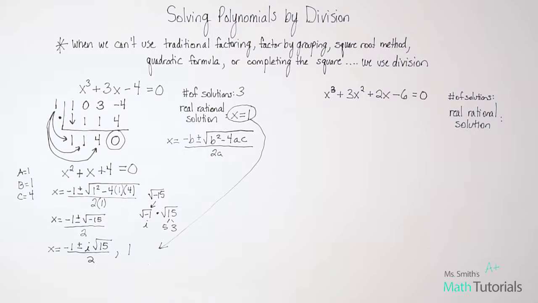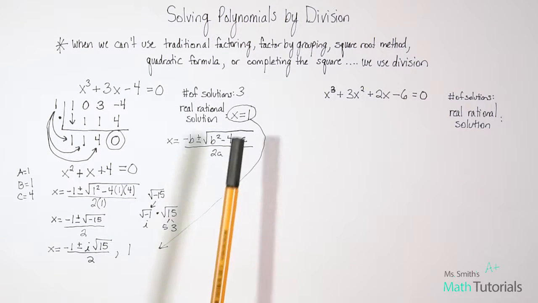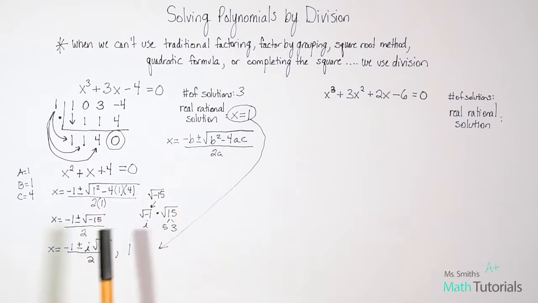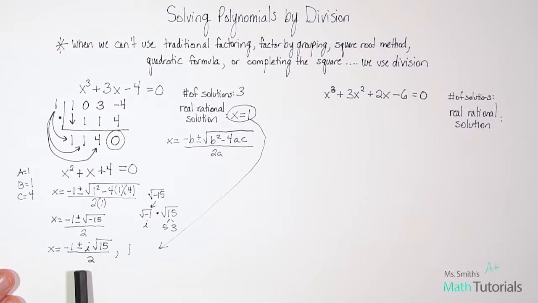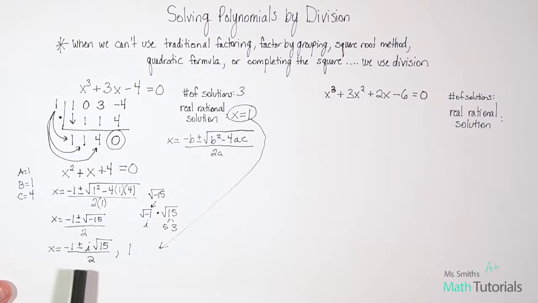So you might be thinking, wait a minute, you told me right at the beginning that we have 3 solutions, but I only see 2 things written there. Well, this is really 2 in and of itself, because remember, this is -1 plus i square root of 15 over 2 and -1 minus i square root of 15 over 2. So don't forget that. That's actually 2 answers in one. So in total, we do have 3 solutions.